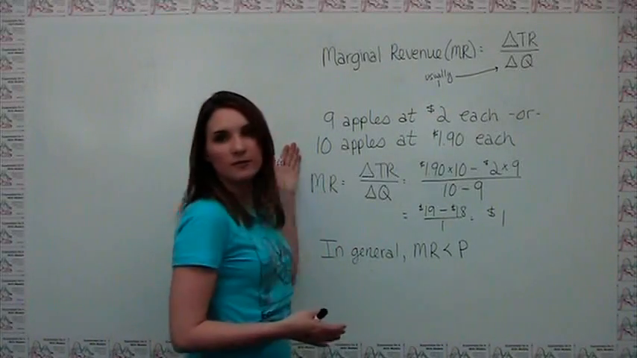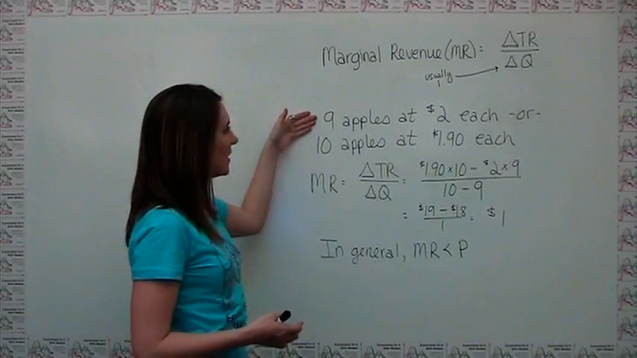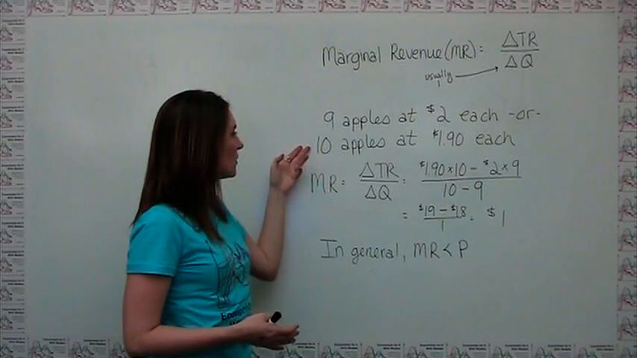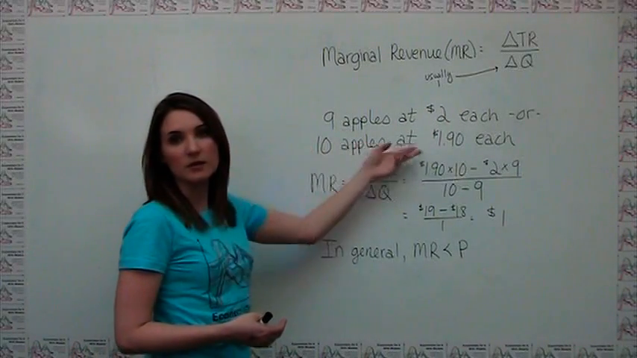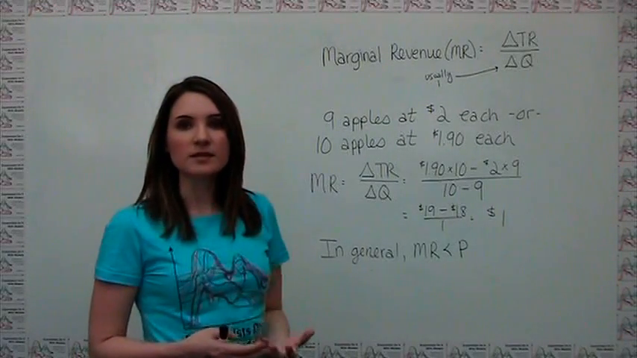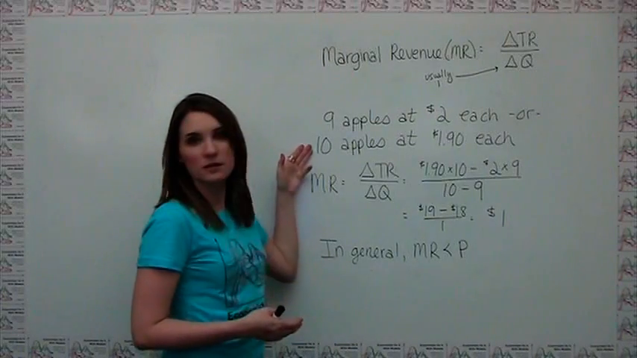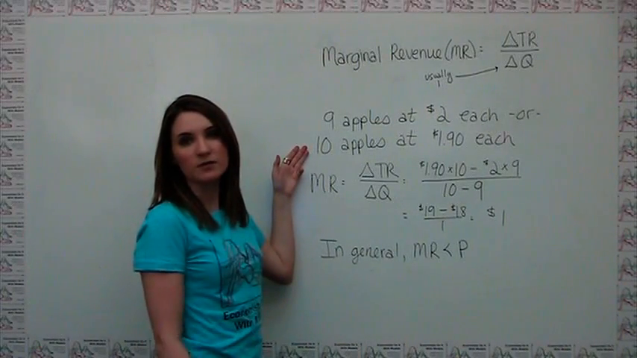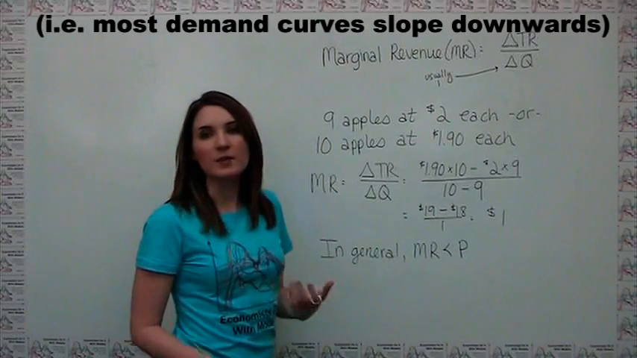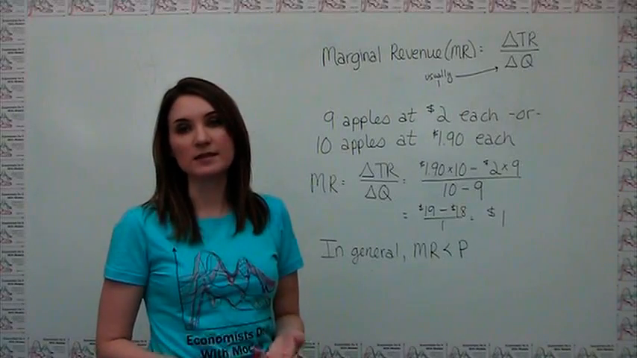So say we have the following setup. We can either sell 9 apples at $2 each, or we can sell 10 apples at $1.90 each. Now, these choices make sense because in a lot of cases, in order to be able to sell more output, we're going to have to lower the price. Now, what we'll see in the absence of price discrimination is that we have to sell all units at the same price.